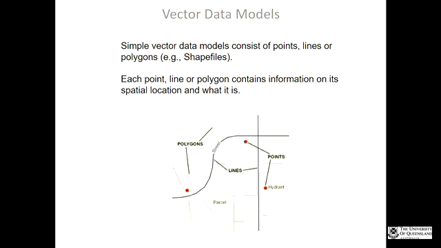So this is an example where the points are just a point in space. Points have no area. They're just a single point in space with a coordinate of where they are, and they'll have a description of what they are. In this case, these are hydrants in this example. So they'll have a spatial location, they have no area, and they have a data attribute, which is a hydrant.